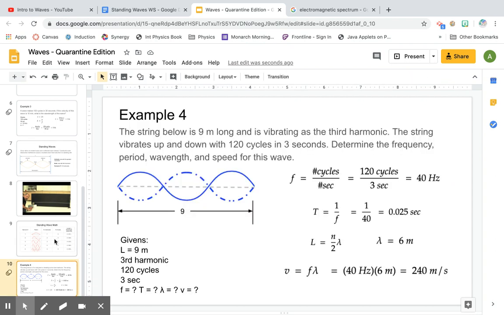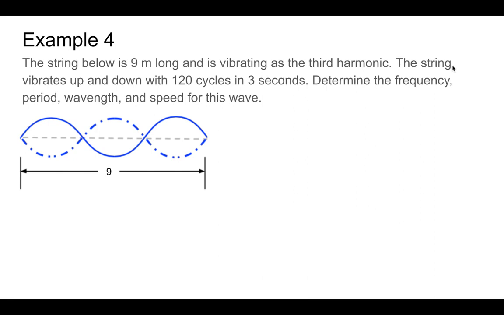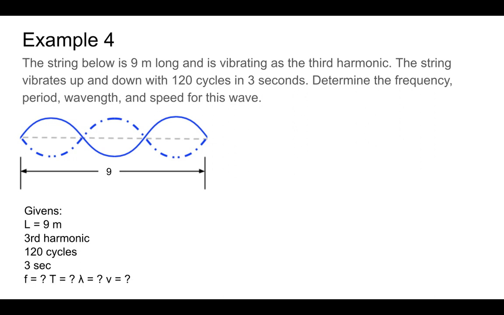All right. So example number 4. I already had a preview. The string below is 9 meters long and is vibrating as the 3rd harmonic. The string vibrates up and down with 120 cycles in 3 seconds. Determine the frequency, period, wavelength, and speed for this wave. So our givens here, we have the length is 9 meters. It's vibrating in the 3rd harmonic, which means we have 3 antinodes. The string vibrates up and down with 120 cycles in 3 seconds, and we want the frequency, period, wavelength, and speed or velocity.